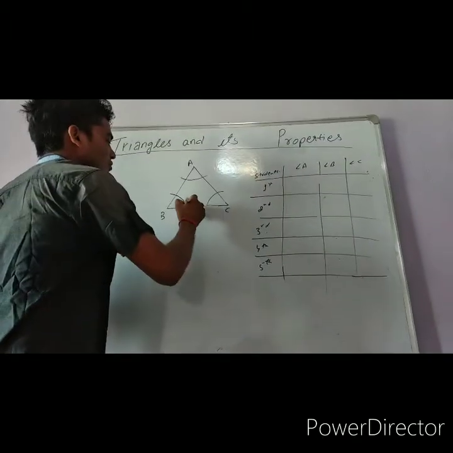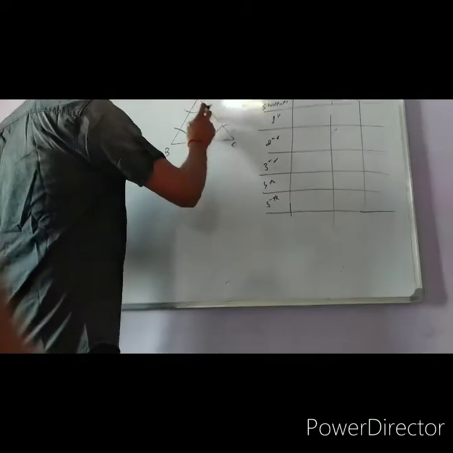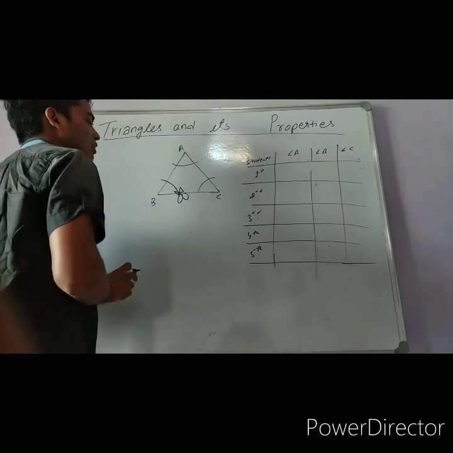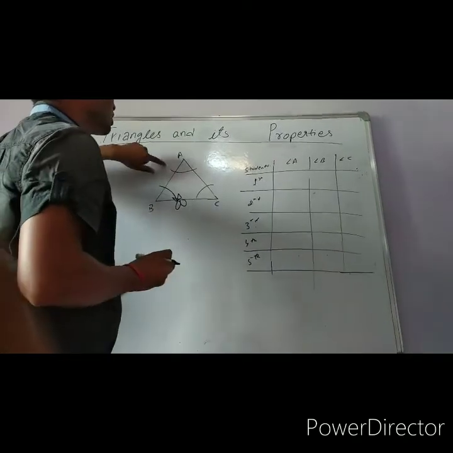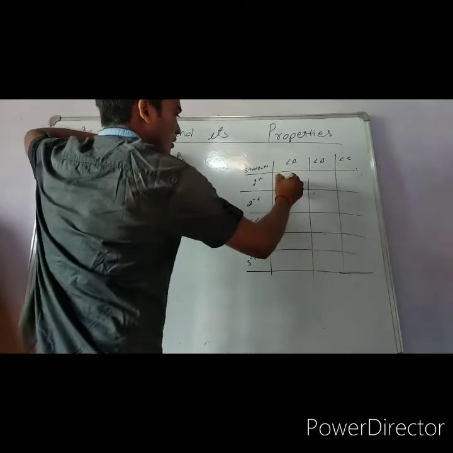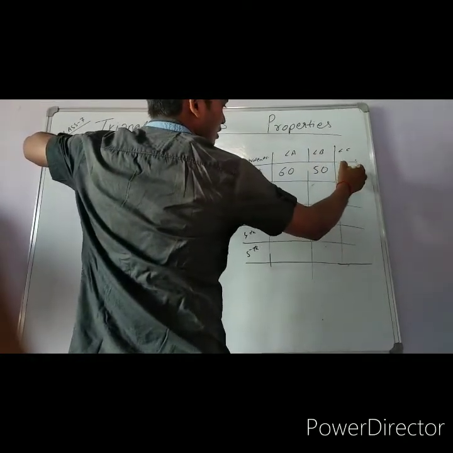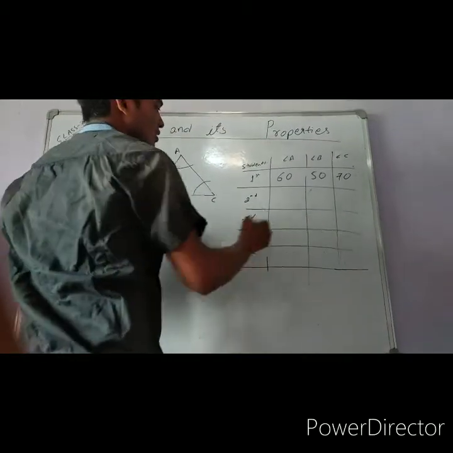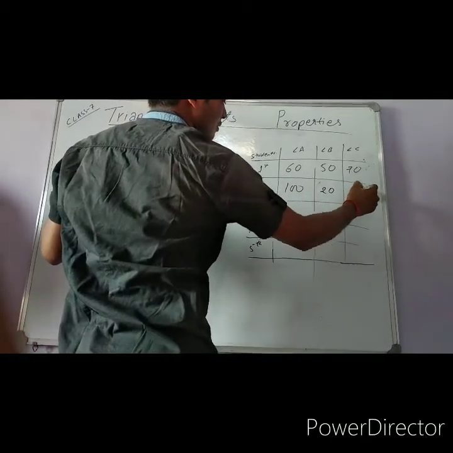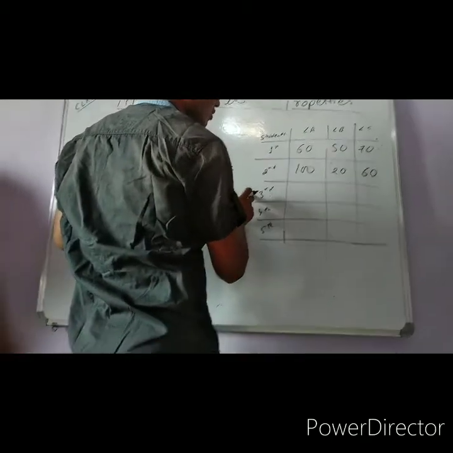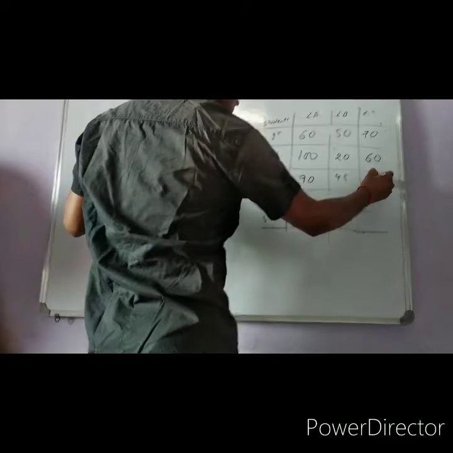Cut it by scissor, with the help of your scissor you can cut it. All these three angles, with the help of a protractor, you have to measure all these three angles. For example, first student measures angle A is 60 degree, angle B is 50 degree, and angle C is 70 degree. For second student, this is 100 degree, this is 20 degree, and this is 60 degree. For example, next student, this is 90 degree, this is 45 degree, this is 45 degree.